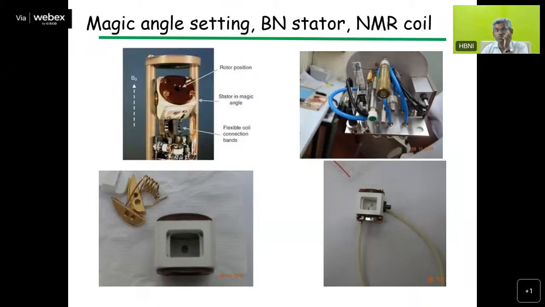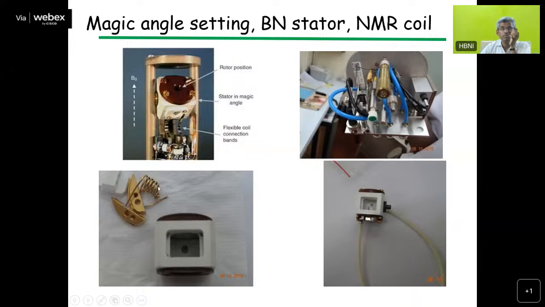So I thought I will just show one more slide and then we'll go to the technical aspect. Normally, this is what is called boron nitride. So boron nitride caps are there. A stator, this is called a stator. In the stator, there is a hole you can see. There only this coil is put.